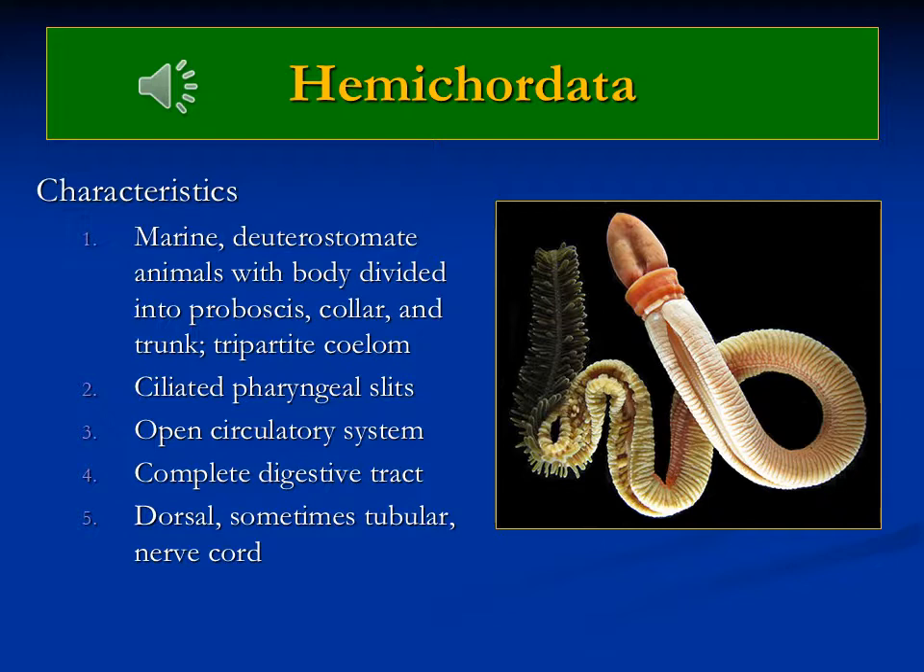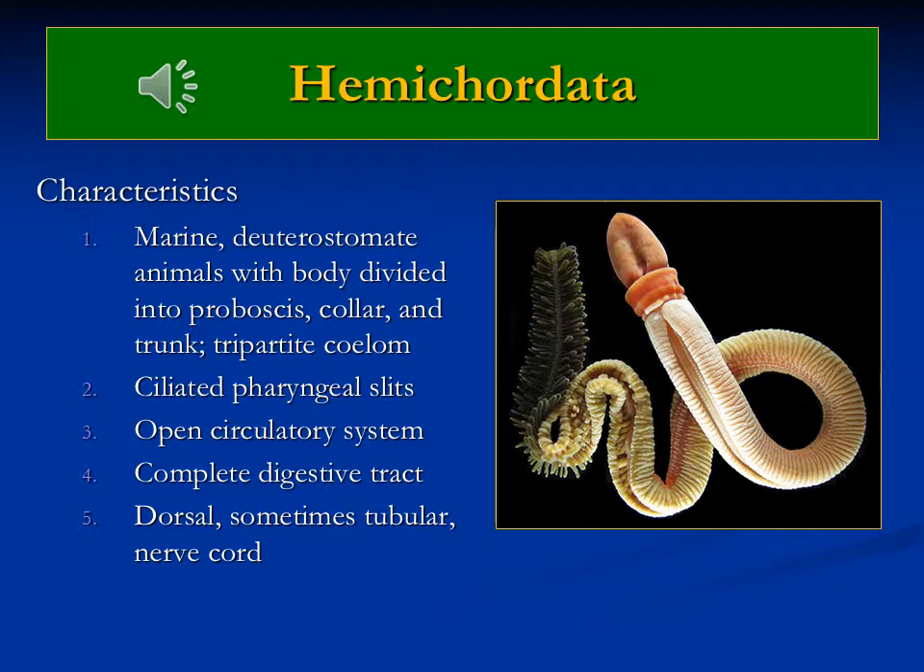These are marine deuterostomate animals, and as you can see again in the picture to your right, they have a body that's divided into the proboscis, the collar, and the trunk. And they have also a three-part coelom that corresponds with that organization. They have ciliated pharyngeal slits, and incidentally, we have pharyngeal slits when we're developing. They have an open circulatory system, a complete one-way digestive tract, and a dorsal, sometimes tubular nerve cord.